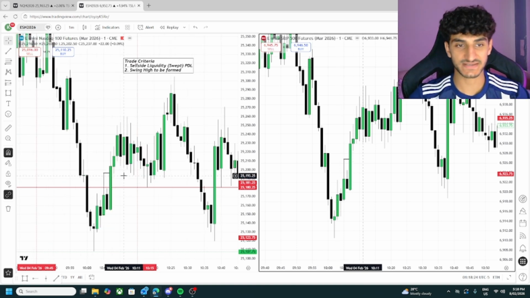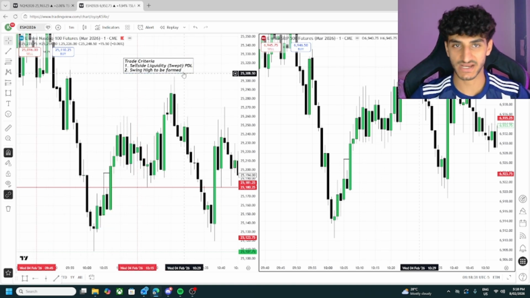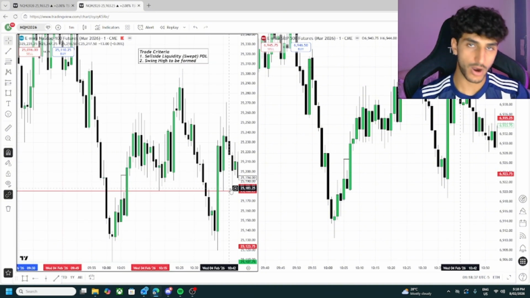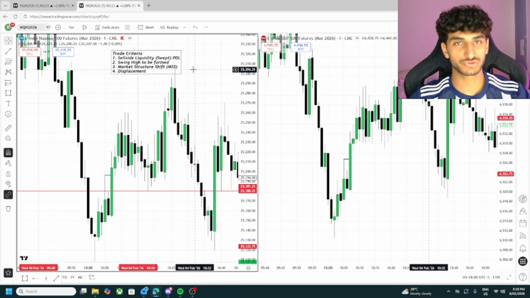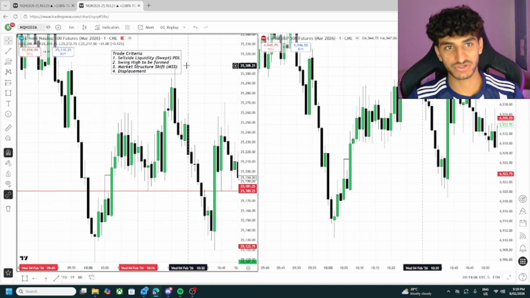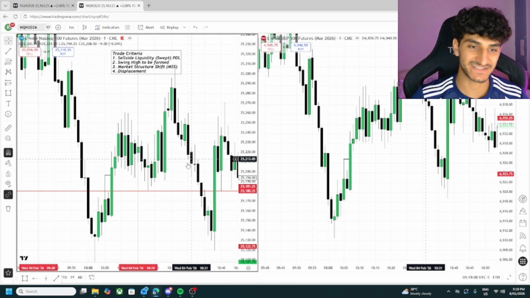I have to see both assets giving me the same price action. This makes the trade a higher probability trade that it will go in our favor. Now, coming into step number 3 and step number 4, which is market structure shift and a displacement.